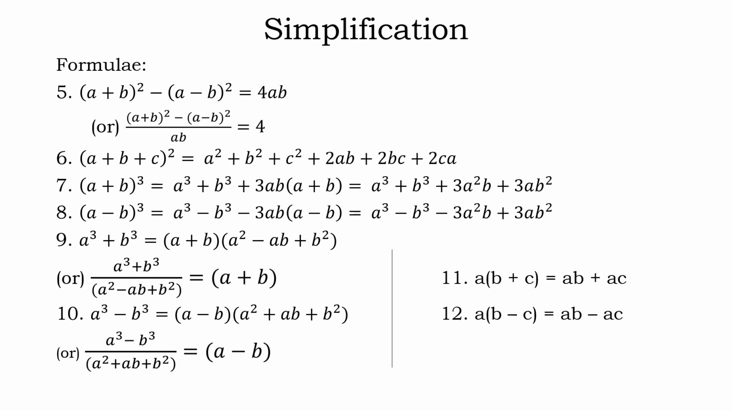If the given problem is of the form ab plus ac, then we can take out the common factor a, so we get a into (b plus c). In the same way, a into (b minus c) equal to ab minus ac, or vice versa, ab minus ac equal to a into (b minus c).